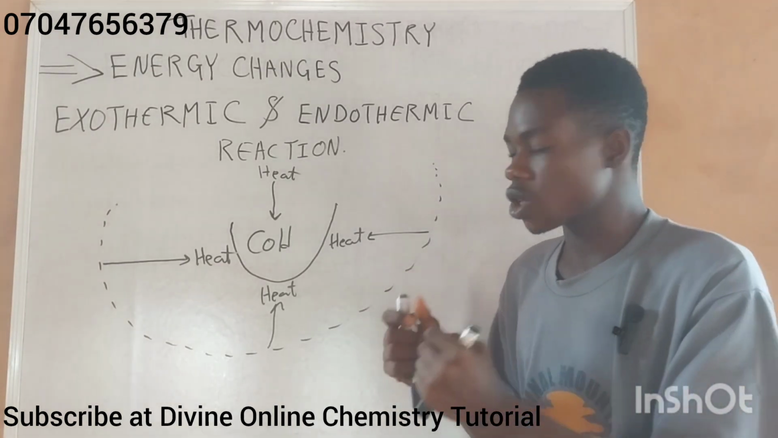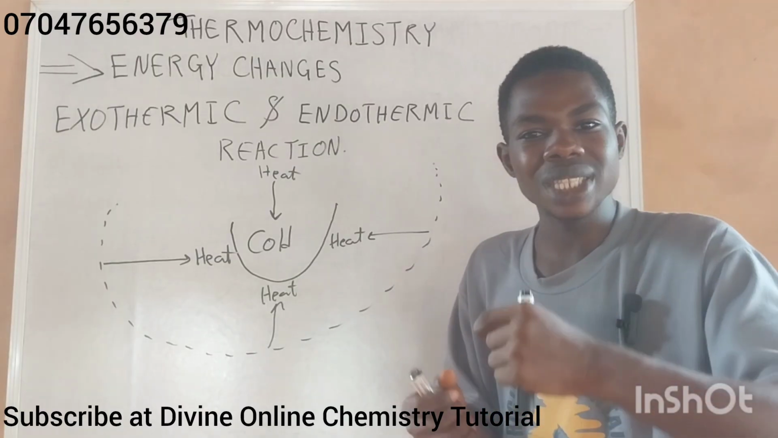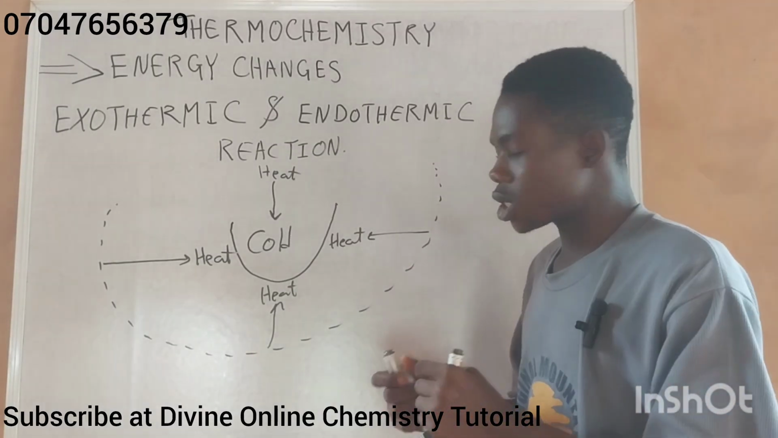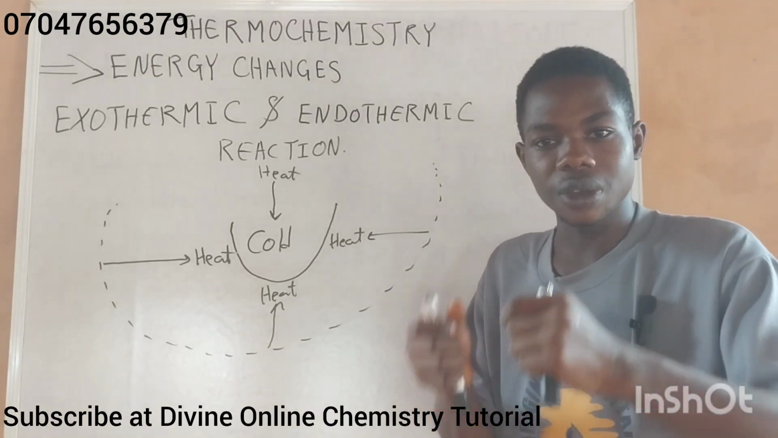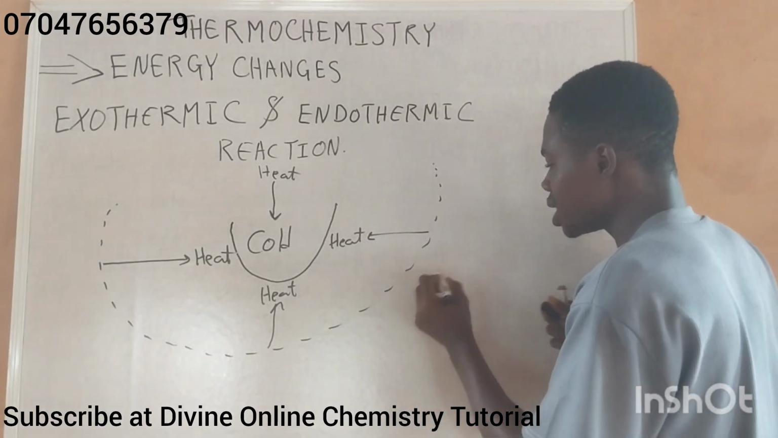Now, one typical example that we will be explaining here is the thermal decomposition of calcium carbonate. Please take note of that: the thermal decomposition of CaCO3 is known as an example of an endothermic reaction.